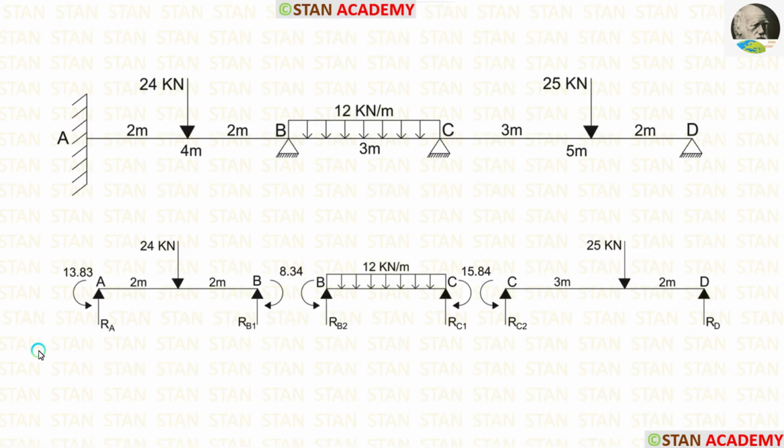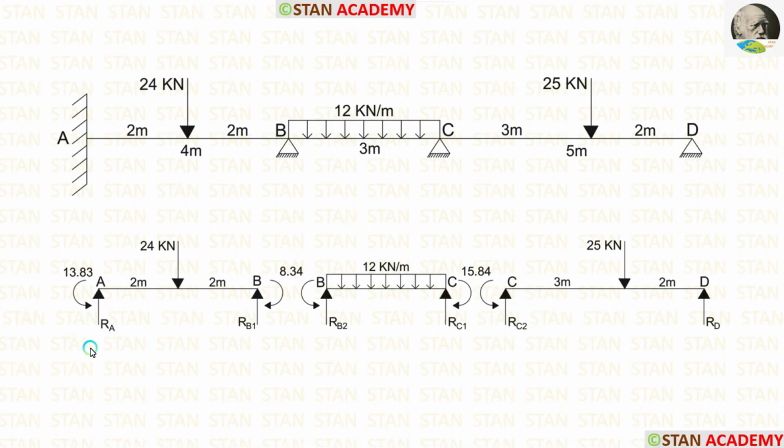Now we are going to calculate the reactions. For calculating the reactions, we have to split the beam according to the spans. In the span AB, MA will be acting in the anticlockwise direction, MB will be acting in the clockwise direction. In the span BC, MB will be acting in the anticlockwise direction and MC will be acting in the clockwise direction. In the span CD, MC will be acting in the anticlockwise direction.